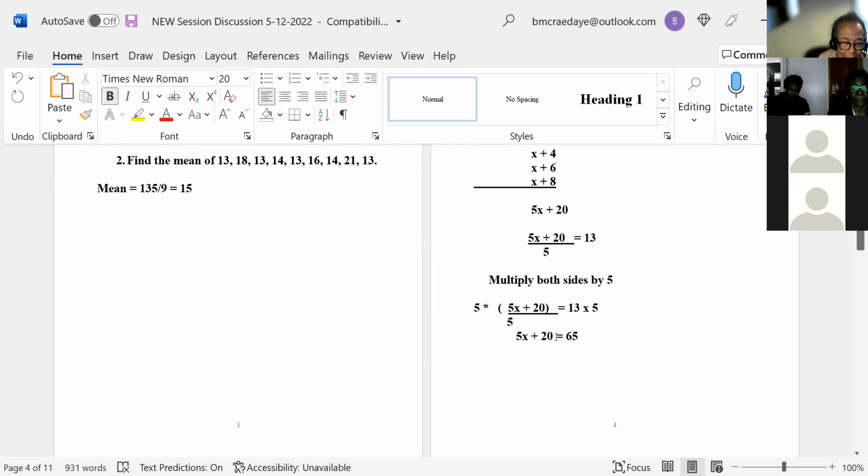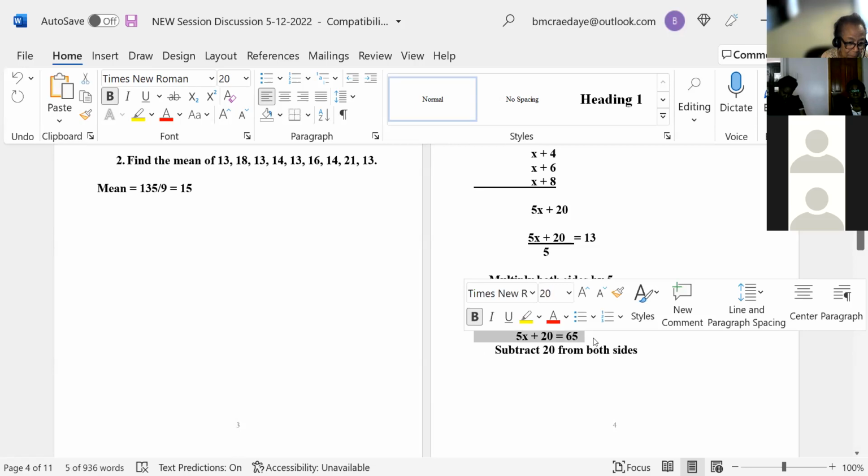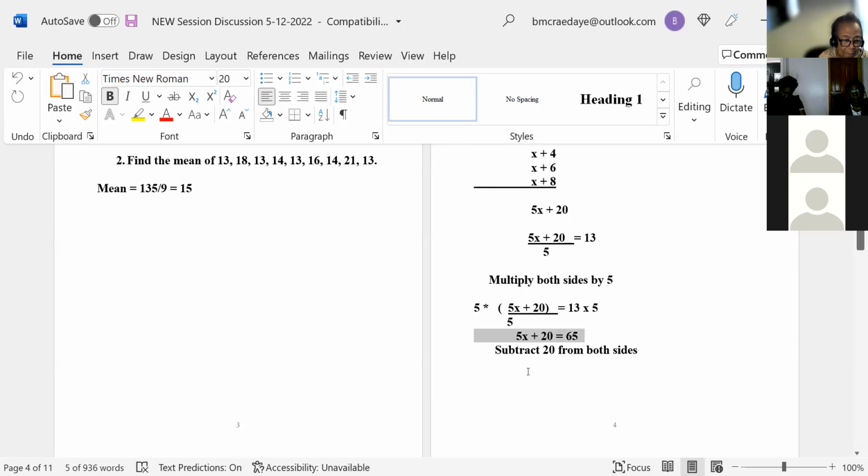So I want to do the opposite of adding, which is what, Mercedes? Subtracting. Thank you. Subtract 20 from both sides. All right. Now, what do I get when I do that, Mercedes? Let's subtract 20 from both sides. You subtract 20 from 65, you get 45.